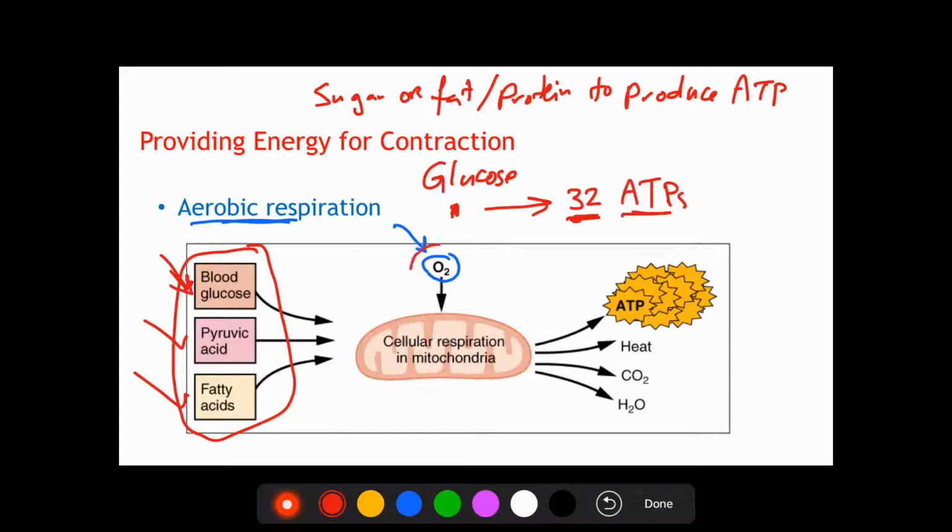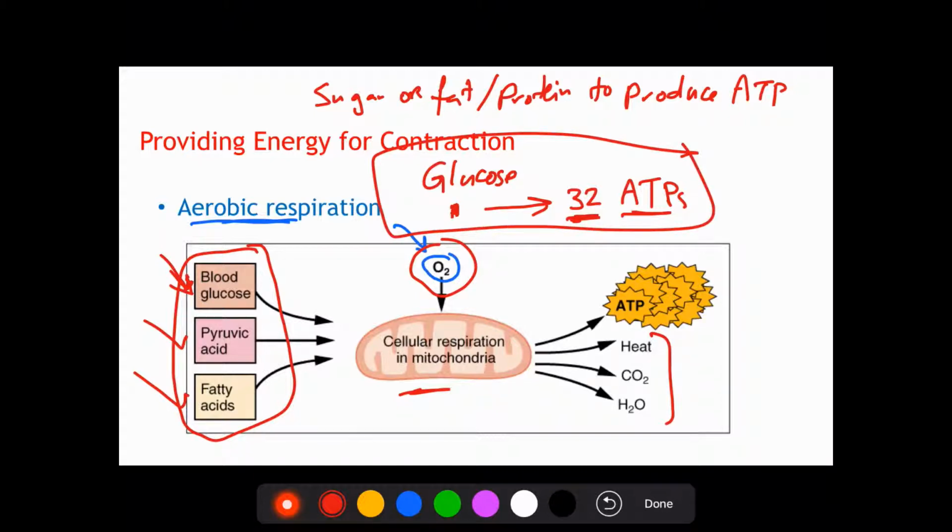And this again requires oxygen, happening in the mitochondria. There are some side products like heat, CO2, and water. But the main part is one glucose is going to give us 32 molecules of ATP. Now, this process is very long. It takes hours.